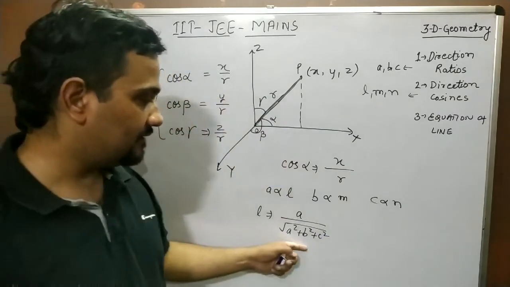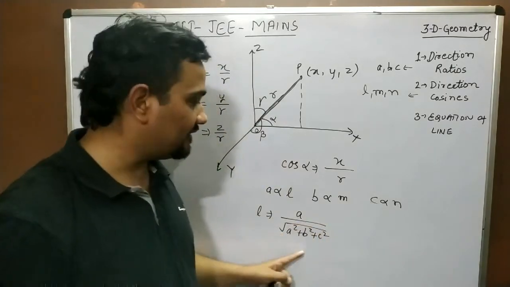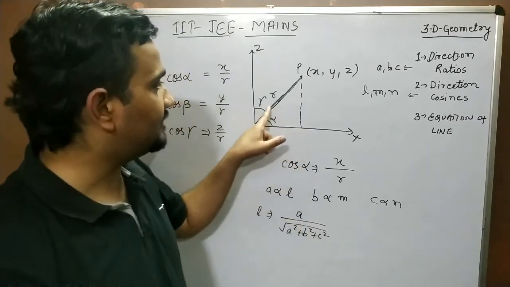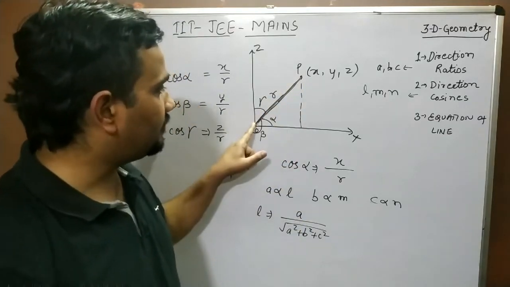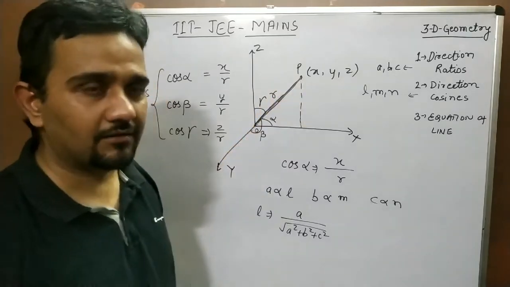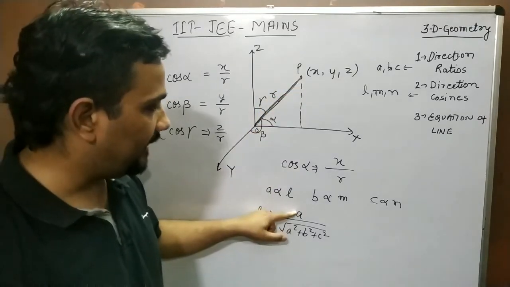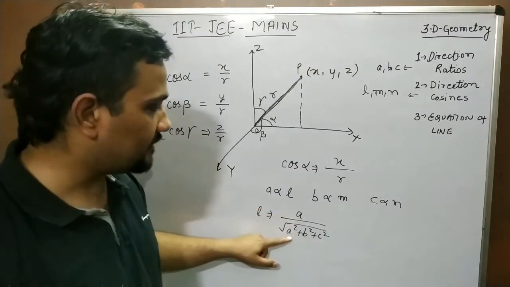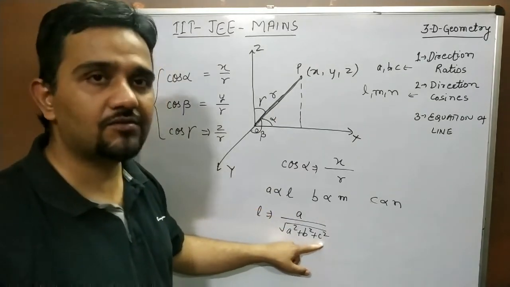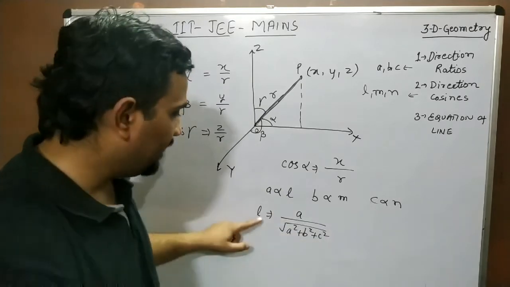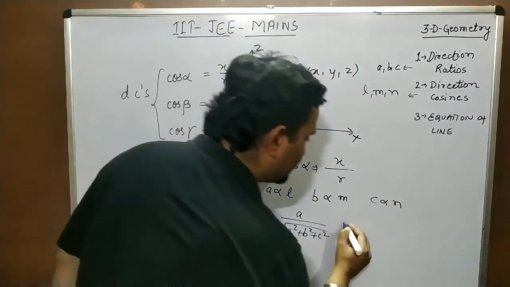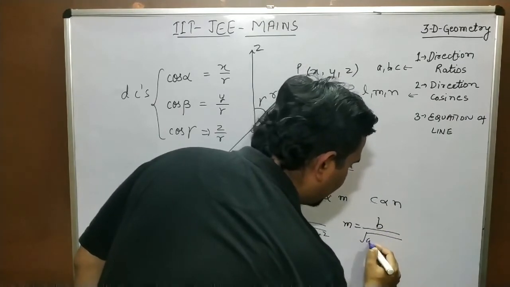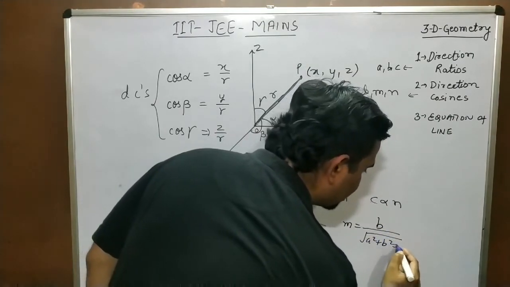This is the same as the Pythagoras theorem. This distance is the square root of A square plus B square plus C square, and A is the direction ratio. A, B, C are direction ratios of the X, Y, and Z axes. Then L is equal to this, and likewise M is equal to B upon under the root A square plus B square plus C square.